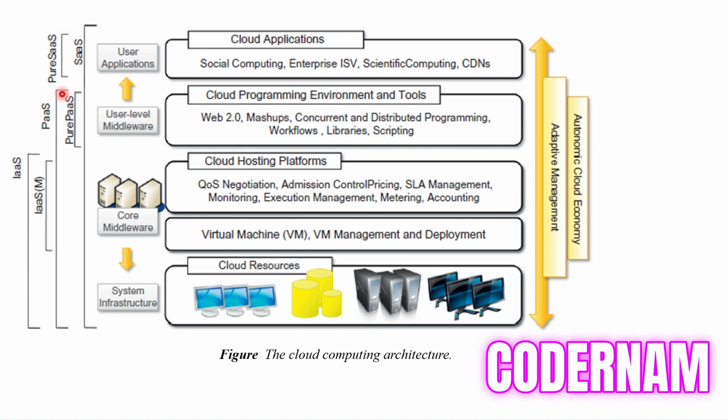Next comes the platform as a service that provides an environment for application development and deployment without managing the underlying infrastructure. Next comes the software as a service. So it delivers complete software solutions over the cloud. So in this right hand side of the diagram, you can see adaptive management and autonomic cloud economy. The diagram emphasizes the importance of adaptive management, which ensures that cloud services scale and adjust dynamically based on the demand. So this is all about this figure.